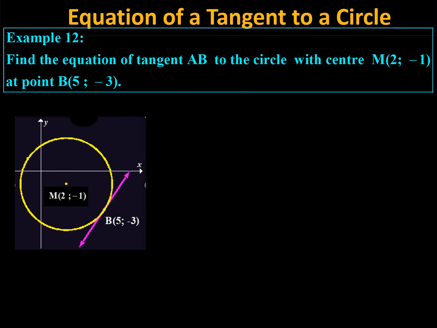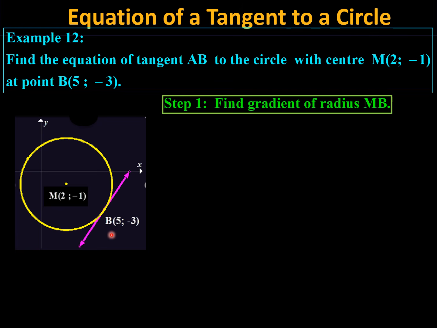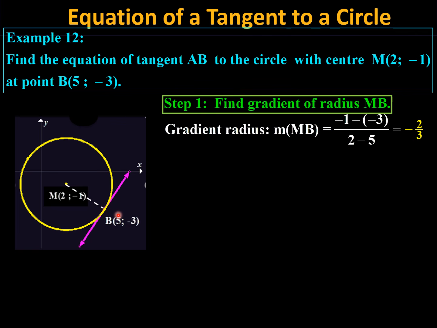As you can see there, we have a circle with center at M, which is (2, -1). There's the center M, and there is a tangent. But we'll follow exactly the same procedure. The gradient of the radius, and that gradient is MB. So I can calculate that gradient. And the gradient there, we can see it's a negative. So it's negative 2 over 3.